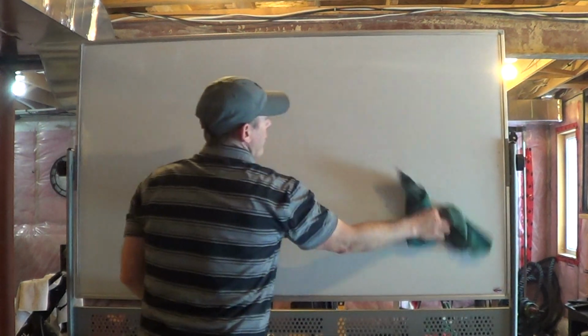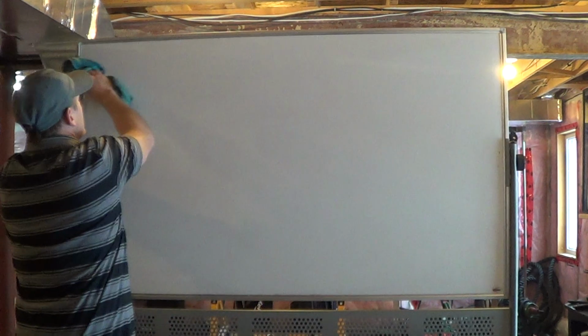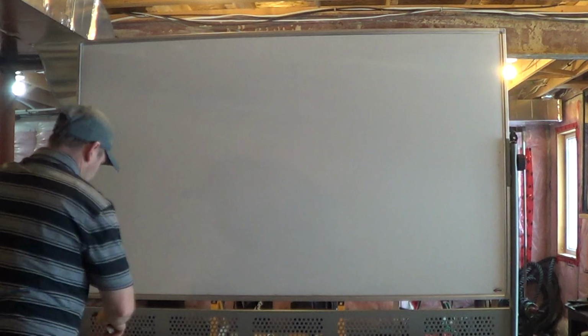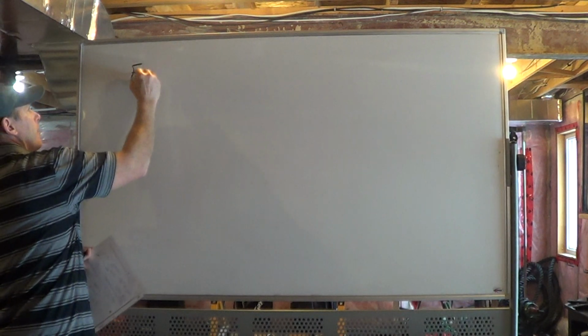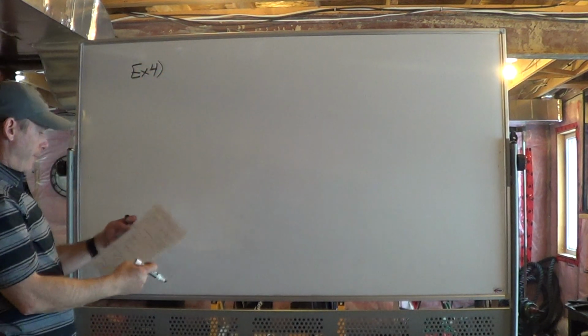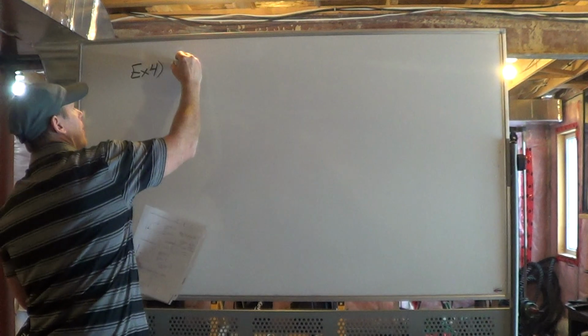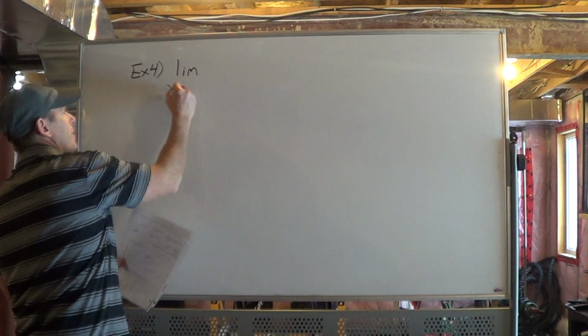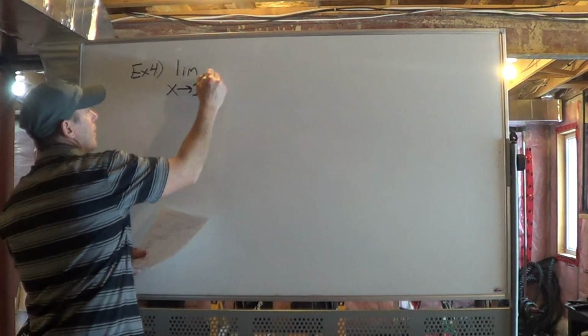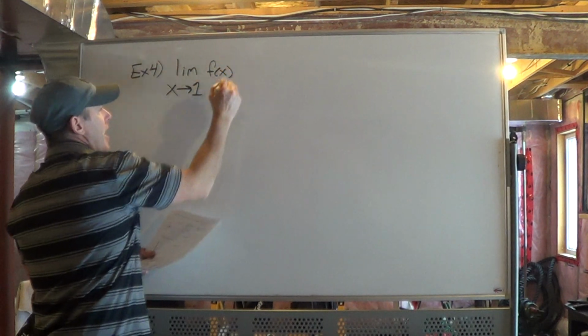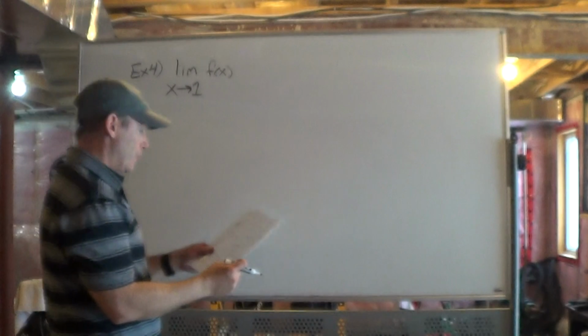Alright, so our next function, what do we got here? Let's see, scrap my sheets. Go to example 4. Make sure that's nice and dry. Alright, so example 4, we are looking for the limit, again, as x approaches 1 for our function. And our function is the piecewise function that is this.